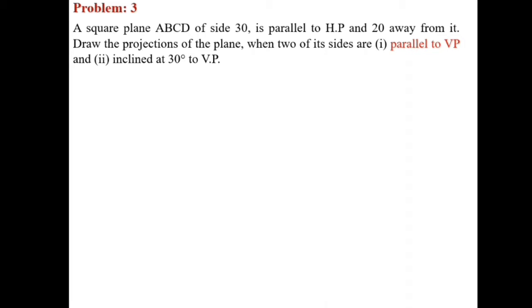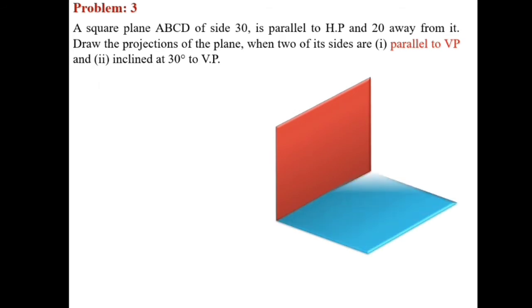This is a square plane and the side of the square plane is 30 mm, and it is parallel to HP and 20 mm away from it. And the first thing is that two of its sides are parallel to VP. So that is the first condition: any two sides of this square plane are parallel to VP.